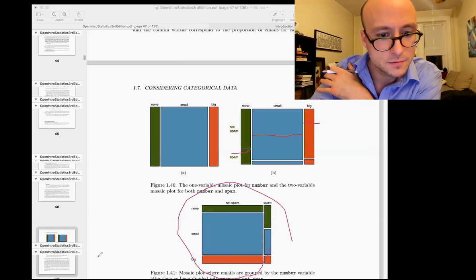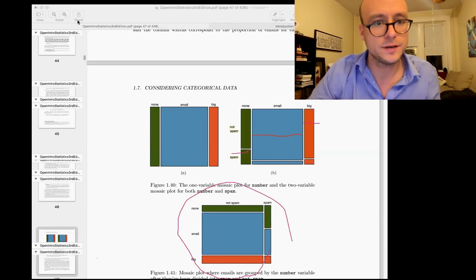Two new messages. Oh, I need to get to my pointer here.